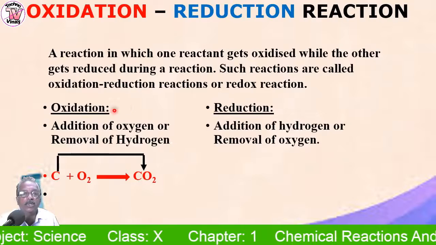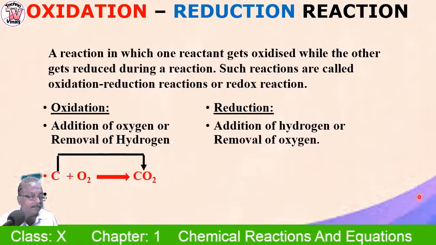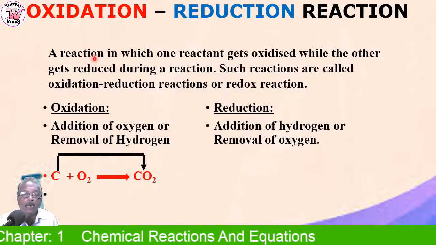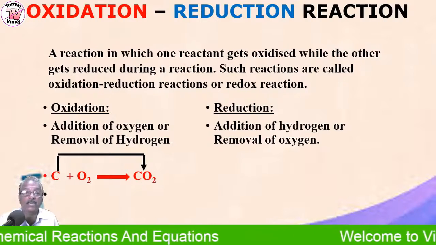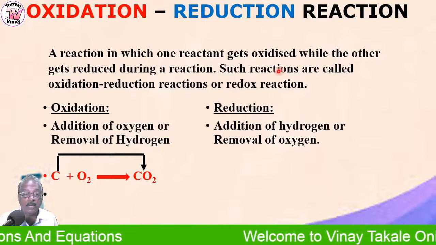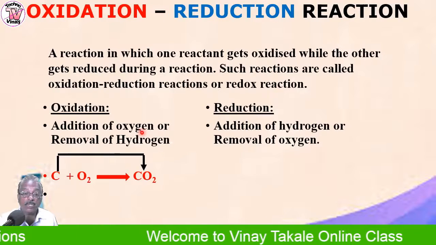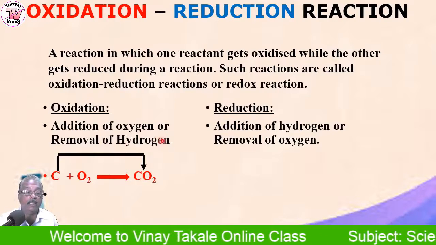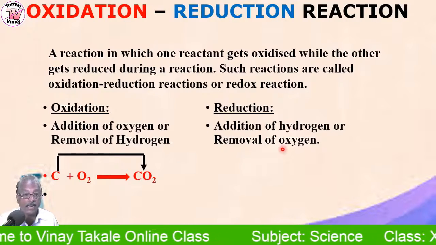Then one more type of reaction is known as oxidation reduction reaction. A reaction in which one reactant gets oxidized while the other gets reduced is called an oxidation reduction reaction, also known as redox reaction. What is oxidation? Addition of oxygen or removal of hydrogen is known as oxidation. Reduction is addition of hydrogen or removal of oxygen.